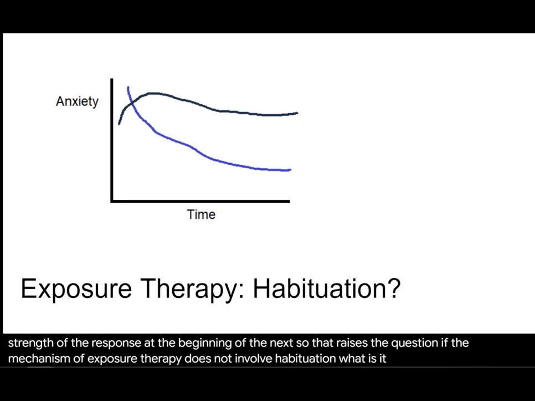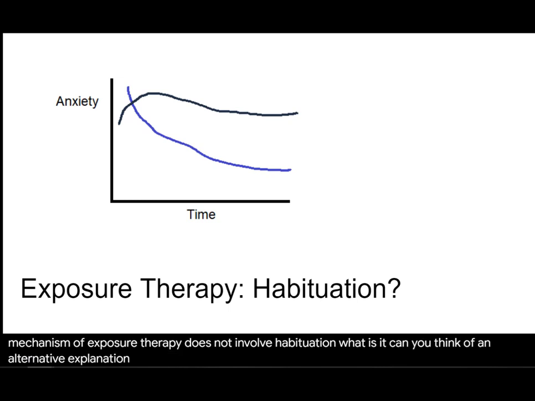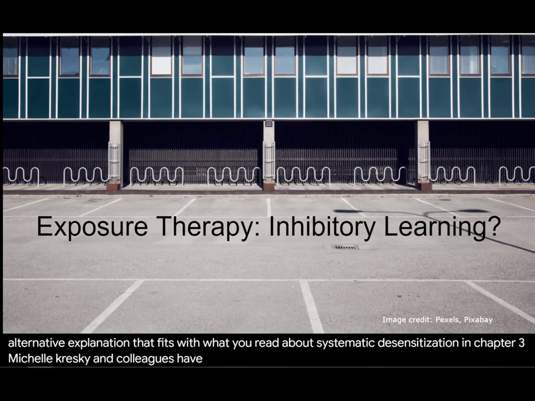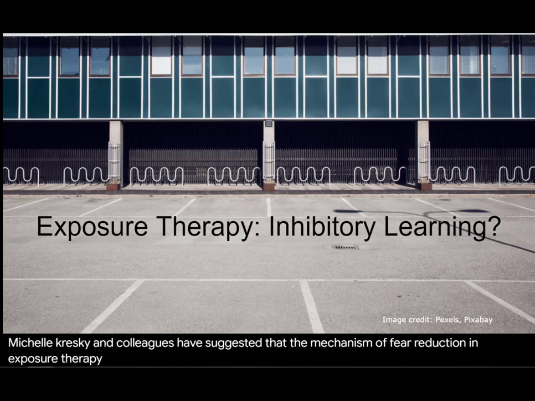So that raises the question, if the mechanism of exposure therapy does not involve habituation, what is it? Can you think of an alternative explanation that fits with what you read about systematic desensitization in Chapter 3? Michelle Kraske and colleagues have suggested that the mechanism of fear reduction in exposure therapy is inhibitory learning.